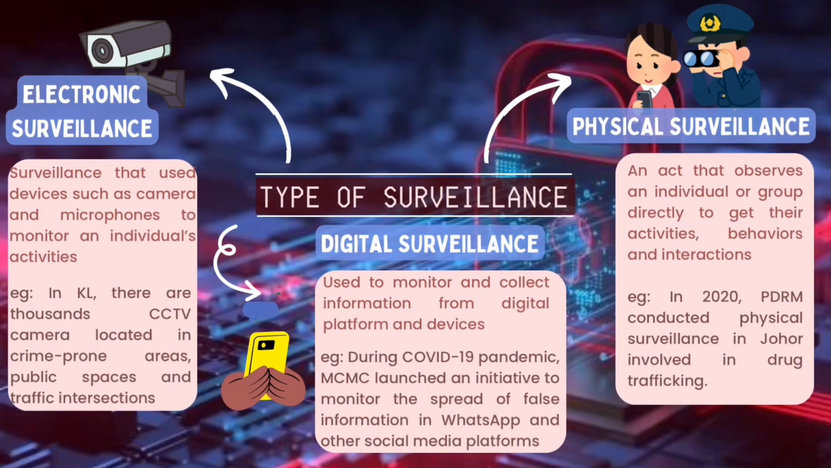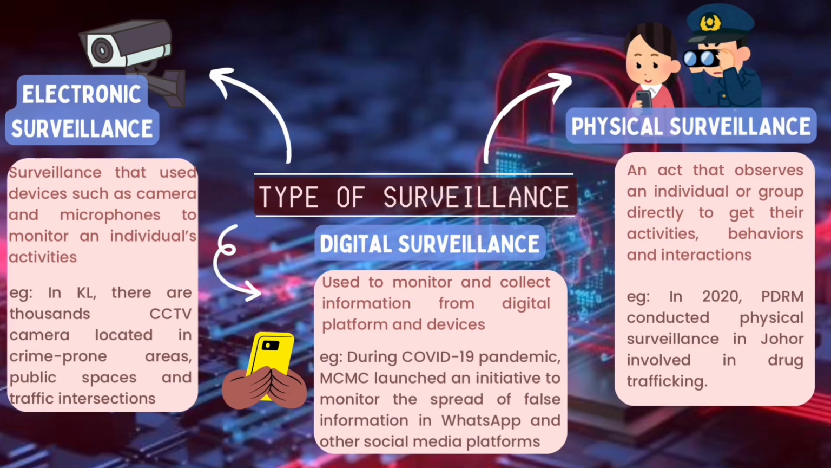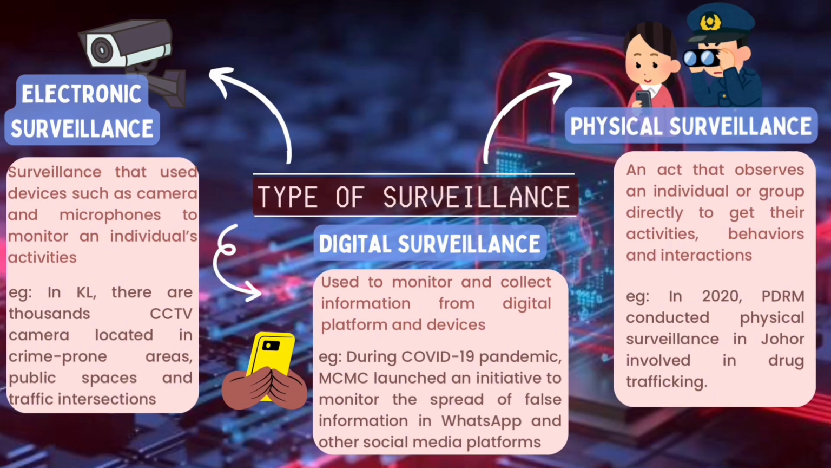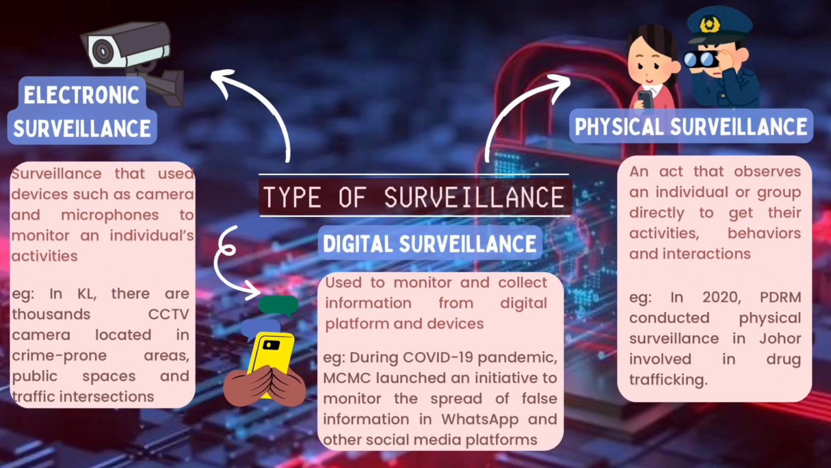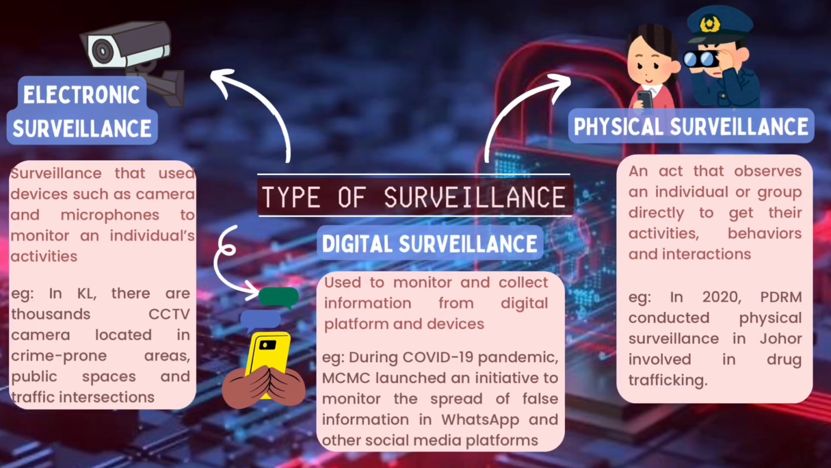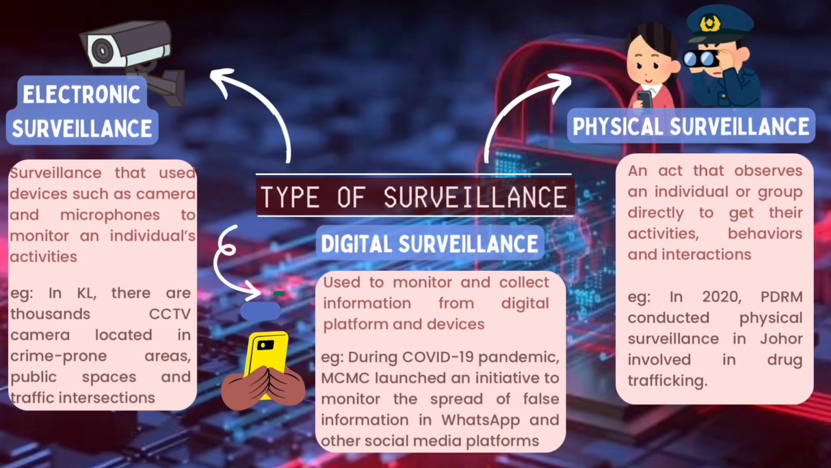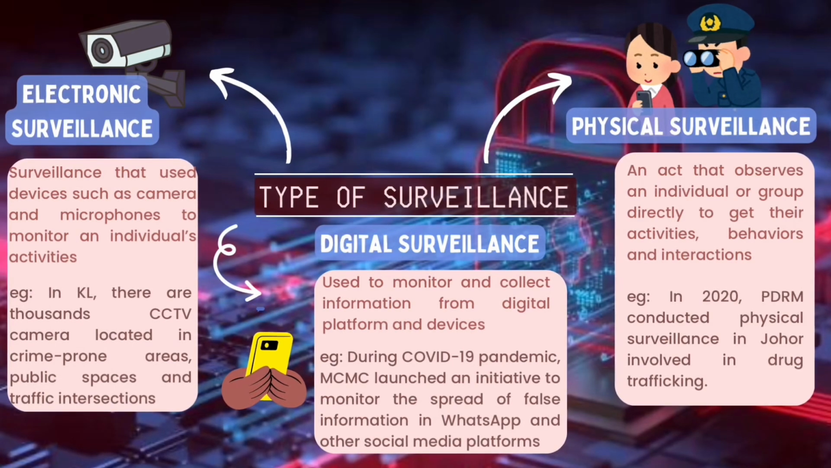The Royal Malaysian Police (PDRM) frequently deployed officers to conduct physical surveillance in urban and high crime areas. They often wear surveillance clothing to monitor any suspicious activity in public spaces. In 2020, there was a physical surveillance conducted in Johor that involved drug trafficking. The officer followed the suspect for several weeks to collect evidence, which led to a major drug bust.